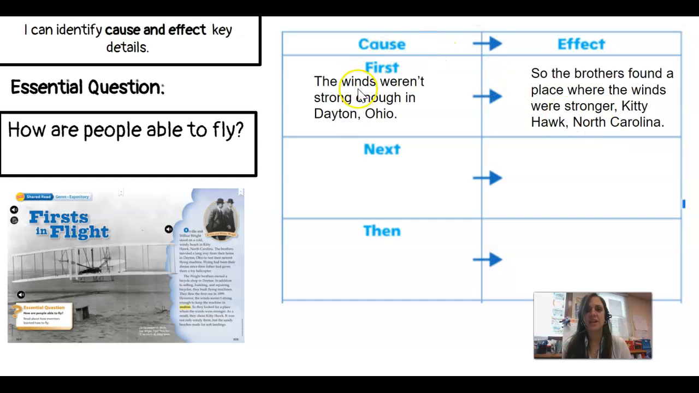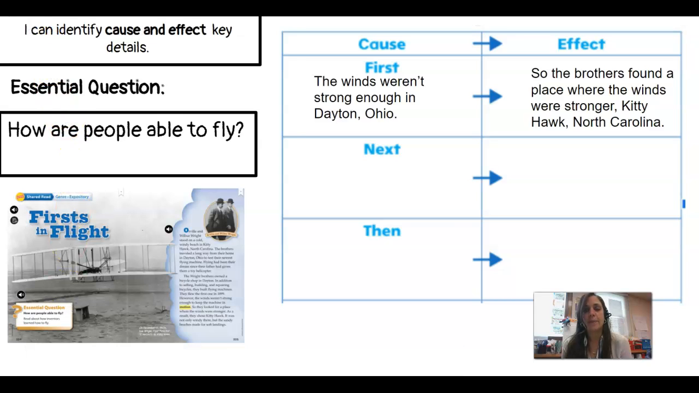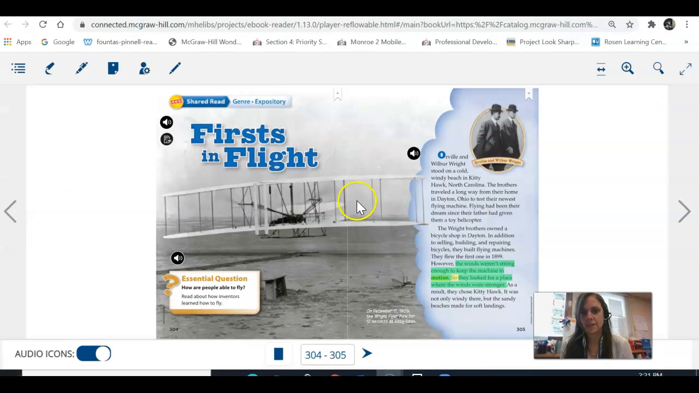We have just identified our first cause and effect key detail that connects to the Orville and Wilbur Wright trying to fly their first flying machine. Let's go back into the text to identify another cause and effect key detail. What happens after they found the strong winds in Kitty Hawk, North Carolina? As a result, they chose Kitty Hawk. It was not only windy there, but the sandy beaches made for soft landings.